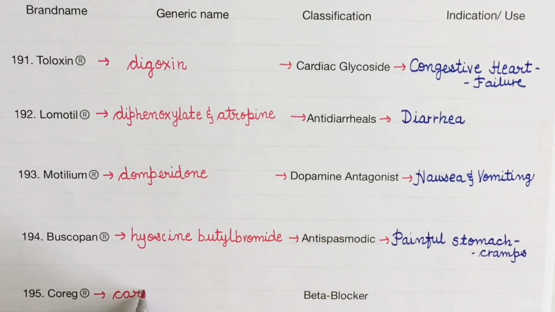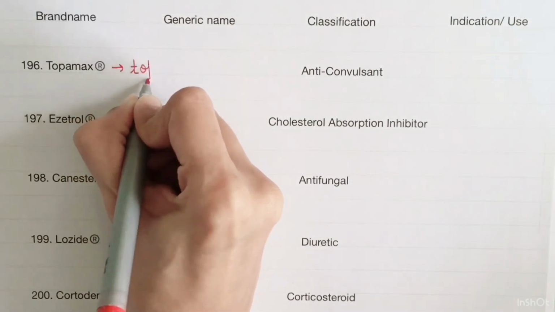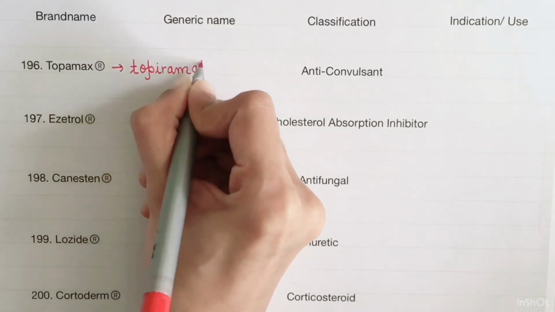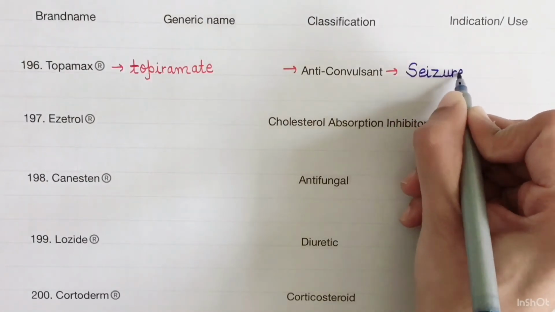195 is Coreg. Its generic is Carvedilol. Its class is beta blocker and it's used for hypertension. 196 is Topamax. Its generic is Topiramate. Its class is anticonvulsant and it's used for seizures.